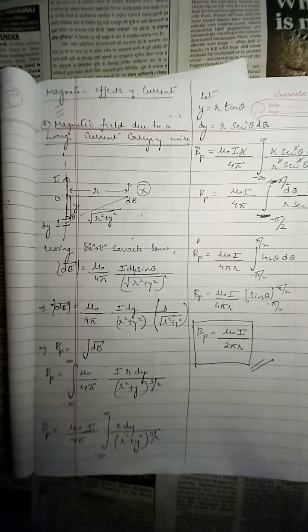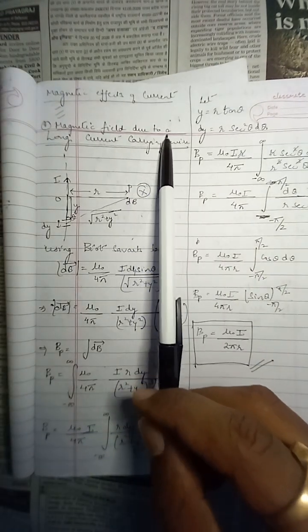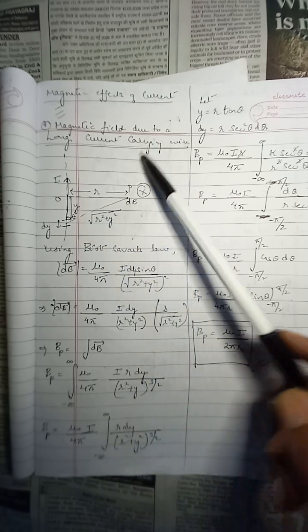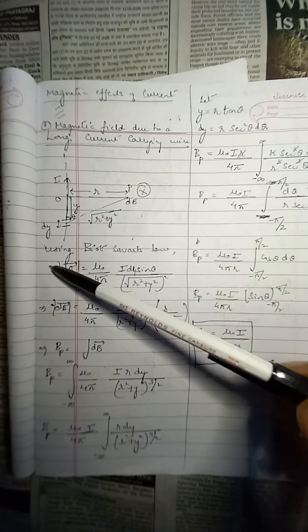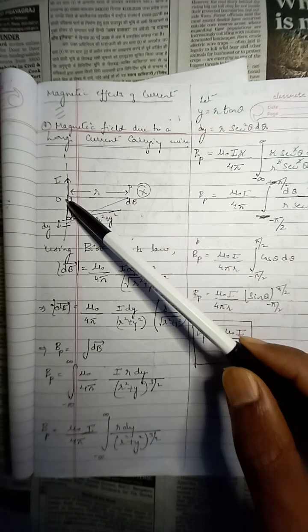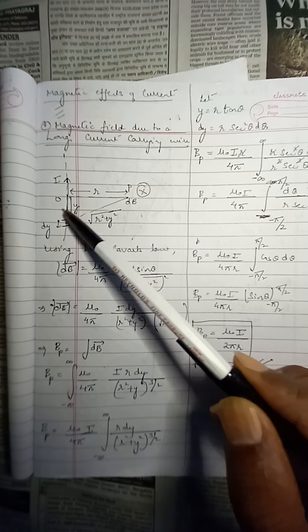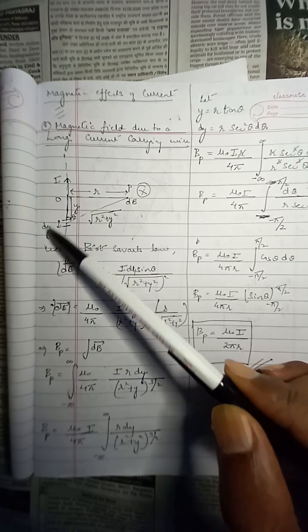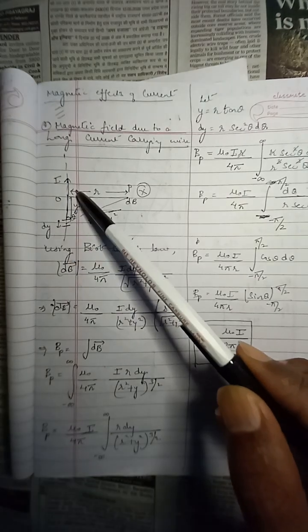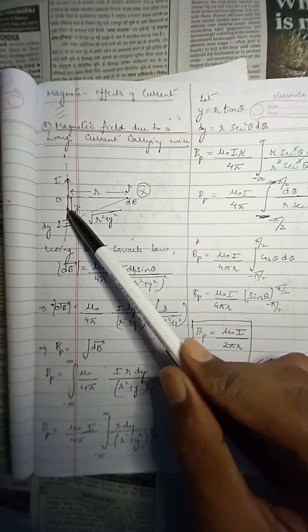Hello dear students. So now we'll see how to find out the magnetic field due to the long current carrying wire. Here I have taken this wire to be of infinite length at a particular point P, which is at the distance R from the perpendicular of the wire. Let us suppose I take an element dy at a distance y from that point O, and we can see it forms a right angle triangle.